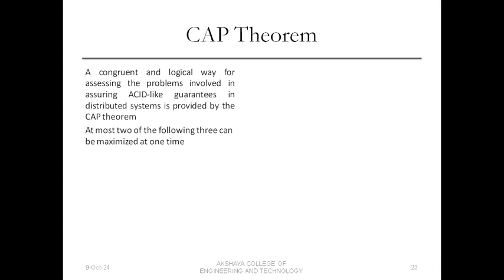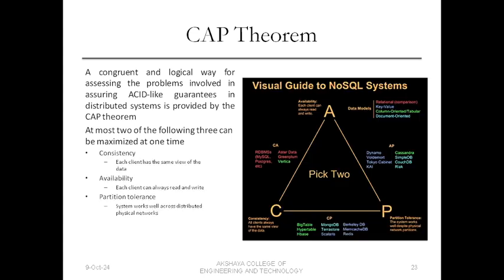A congruent and logical way for assessing the problems involved in assuring ACID-like guarantees in distributed systems is provided by the CAP theorem. At most, two of the following three can be maximized at one time. So we trade off with two properties among consistency, availability, and partition tolerance. Either we go for consistency and availability, or consistency and partition tolerance. In that fashion, we prefer to take two properties.